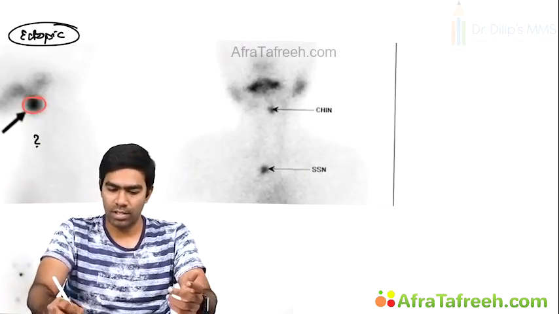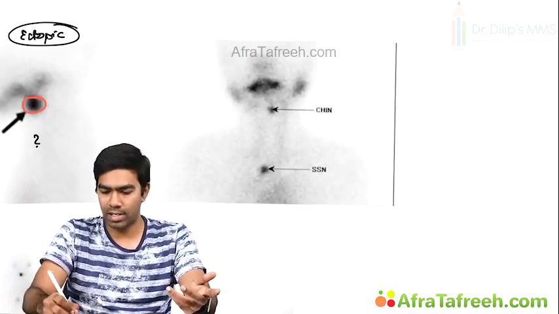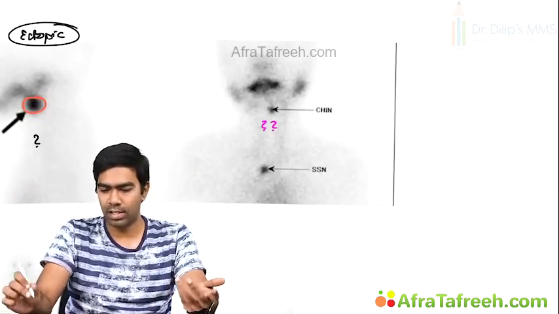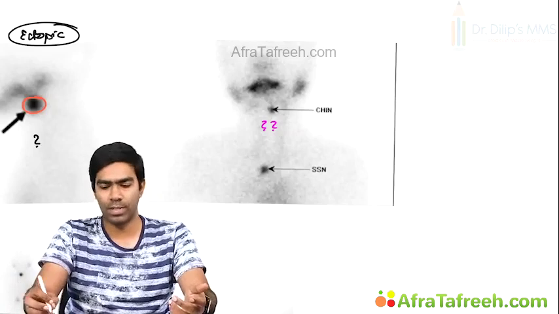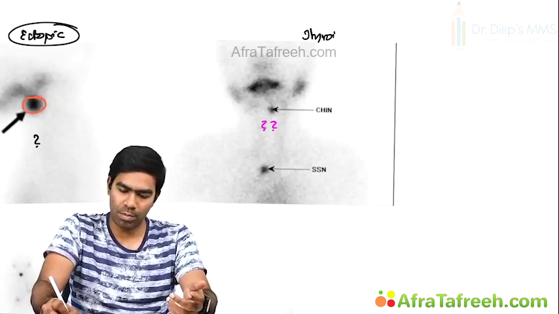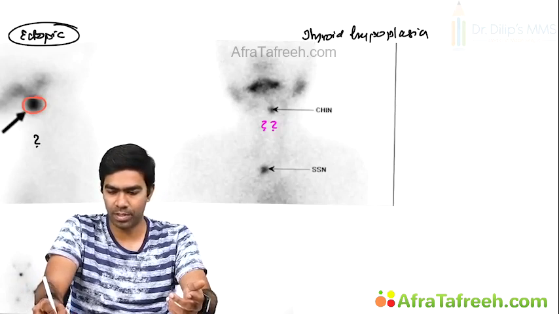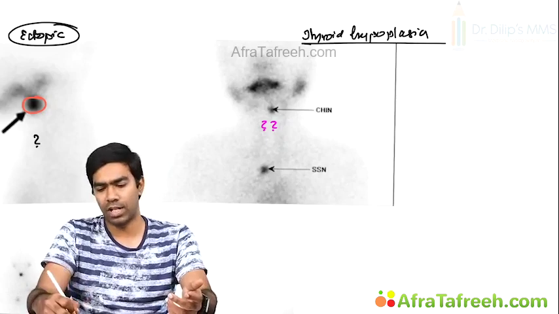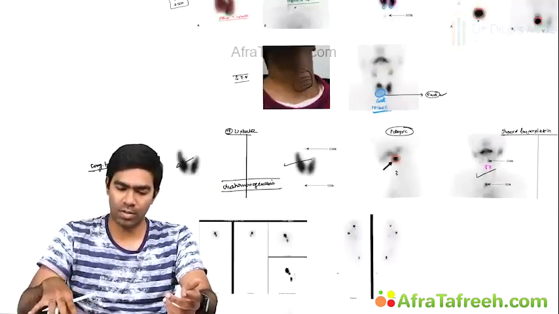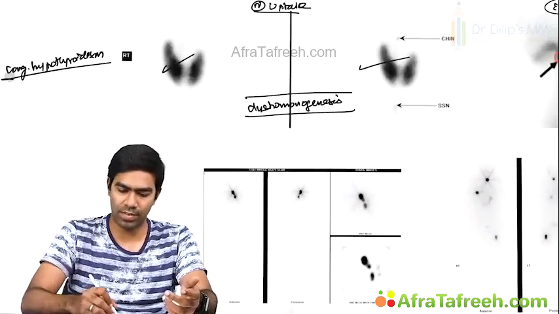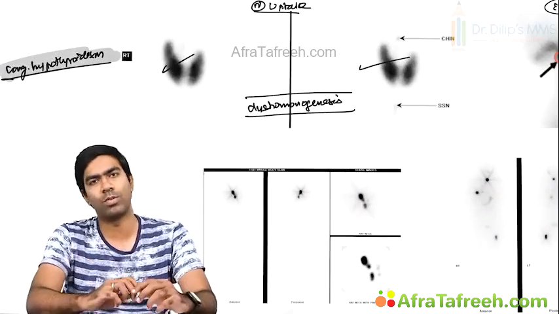And here you can see there is no ectopic gland. At the same time, there is no tracer uptake in the thyroid area also, which means this patient is having thyroid hypoplasia or thyroid agenesis, otherwise referred to as athyreosis. Clear? So that is the reason here. So that is how the uptake scans are useful in evaluating the cause of congenital hypothyroidism also.